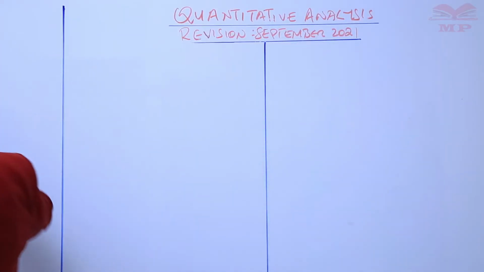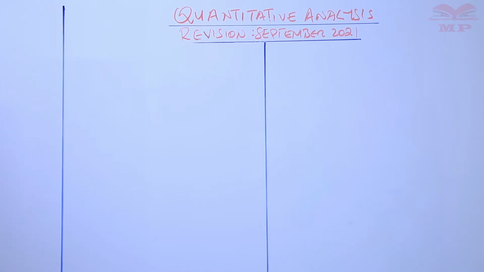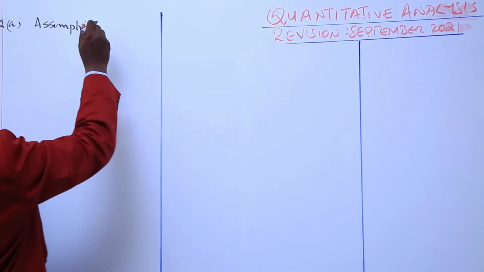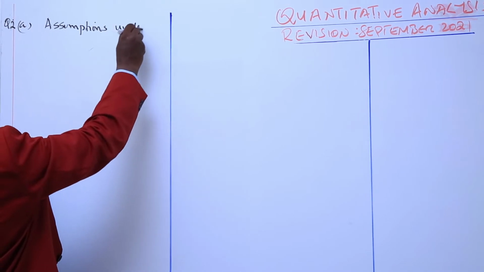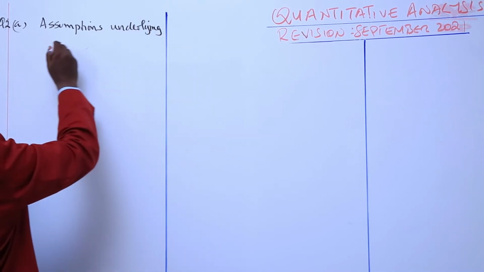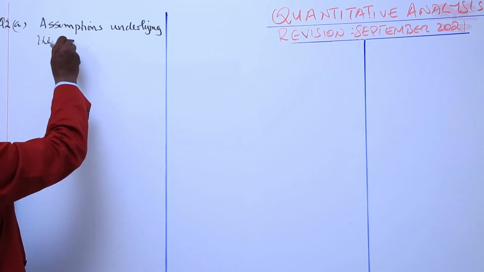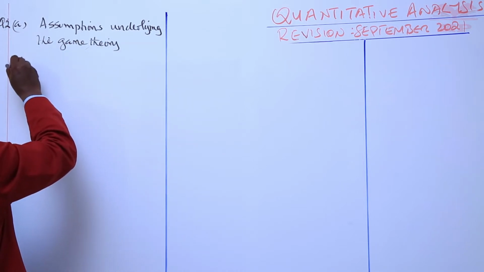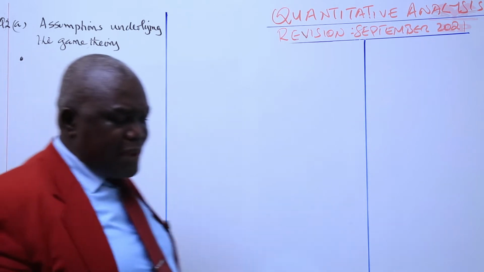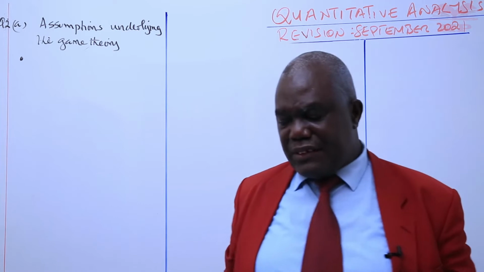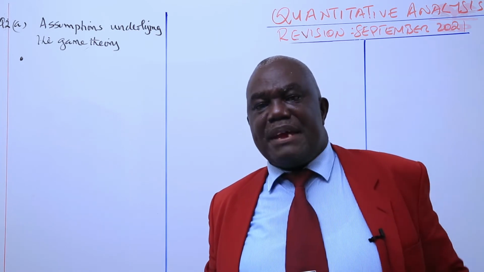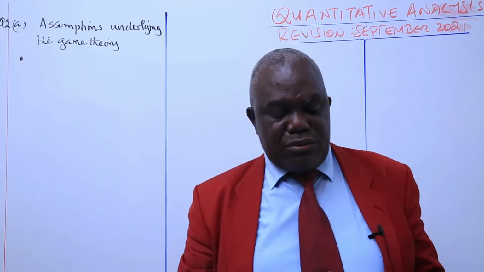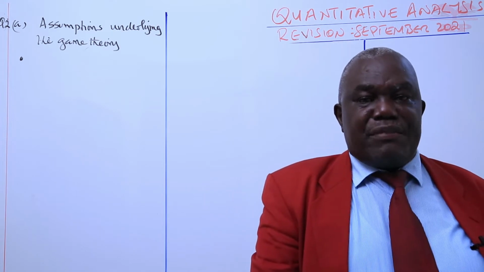So we have question 2, assumptions underlying the game theory. So I'm going to list them in highlights, bullets. When you talk about game, it is a sphere in which we have competitive players. Players here are not purely human beings. Players can be companies, players can be countries, but one thing is that they are competitive and having conflicting interest.